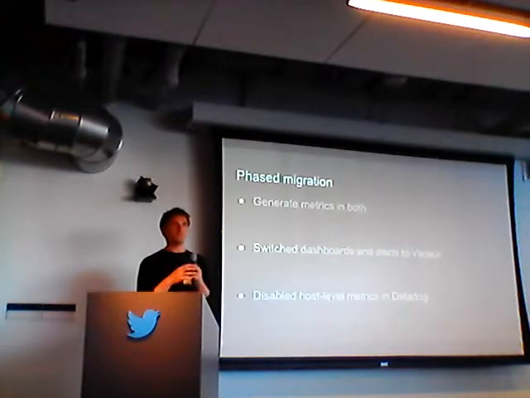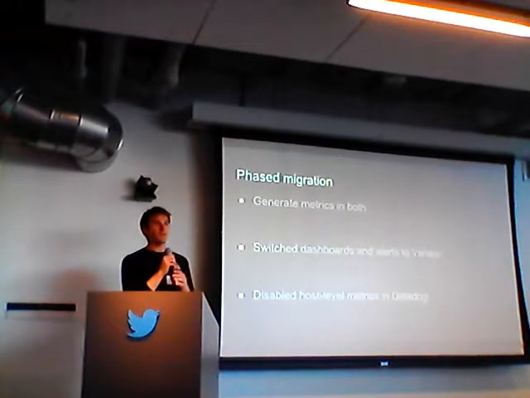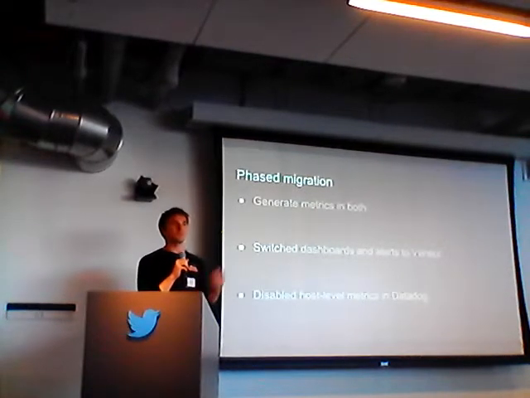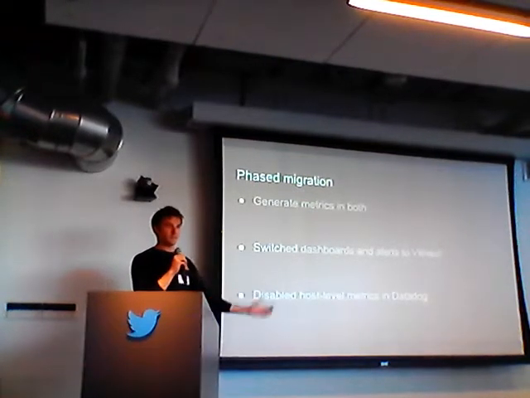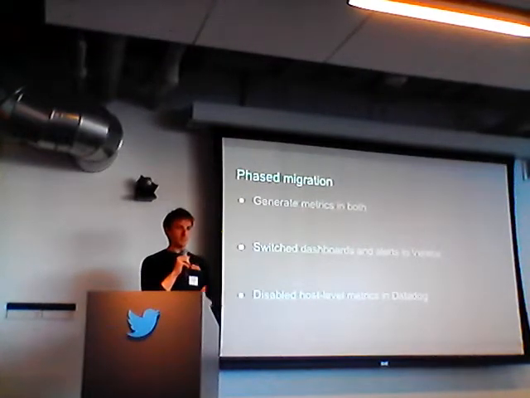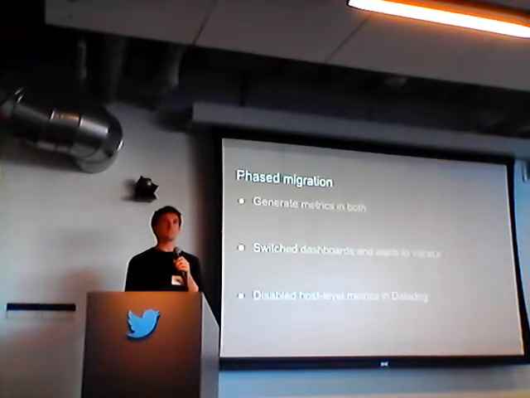So once we implemented changes to Venure that would meet our needs, we started doing a phased migration. We first switched all of our real-time systems so that they would send metrics to both Venure and as host-level metrics in Datadog. We moved all of our dashboards and alerts, once this had been done, to use the aggregated metrics. And then finally, we went back and disabled most of our granular host-level metrics in Datadog.